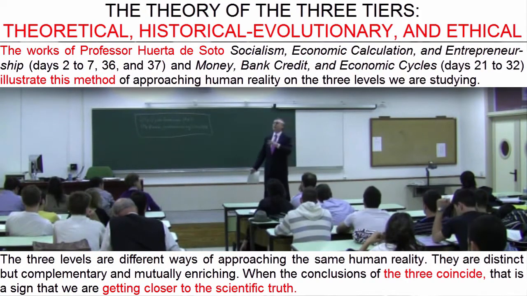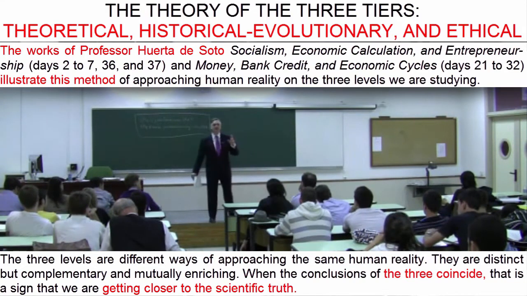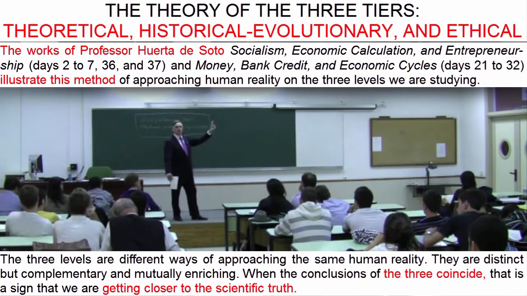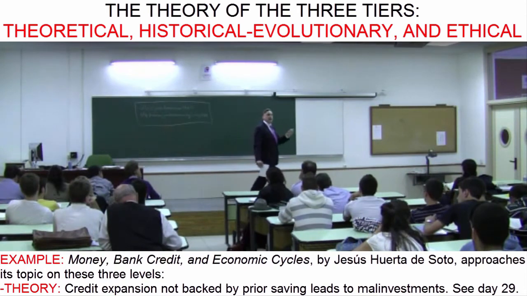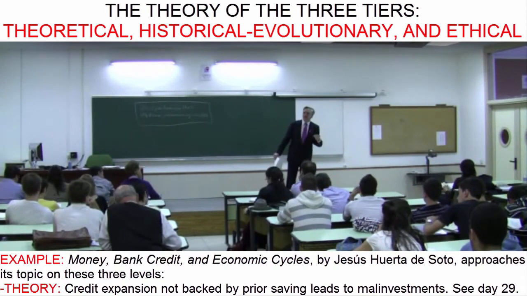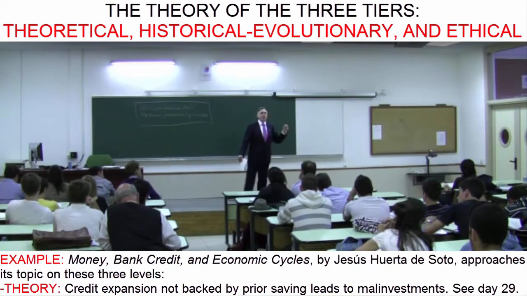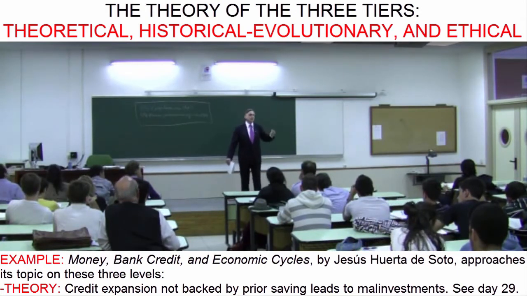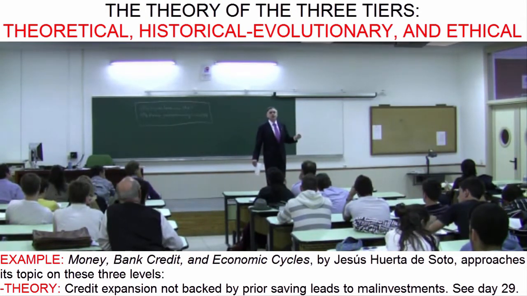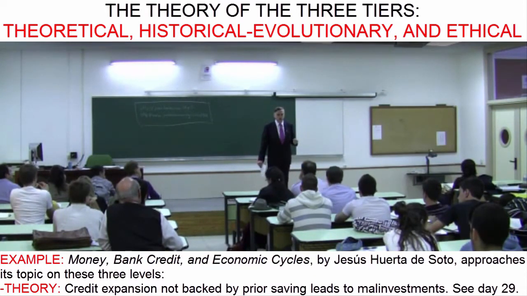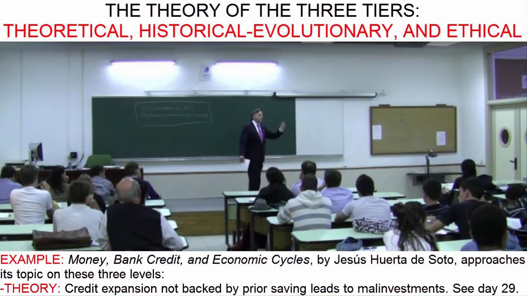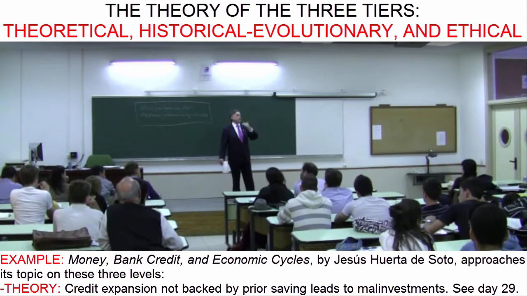Thus, if you read any of my works, for instance, Socialism, Economic Calculation and Entrepreneurship, or Money, Bank Credit and Economic Cycles, you will see that in all of them, I use this multidisciplinary approach based on the three tiers or levels. Money, Bank Credit and Economic Cycles contains economic theory which explains that the manipulation of money, the reduction of interest rates and fractional reserve banking orchestrated by central banks lead to investment errors on a massive scale. The market sooner or later discovers these errors and reverses them in the form of a financial crisis followed by a profound economic recession. That is the theory.